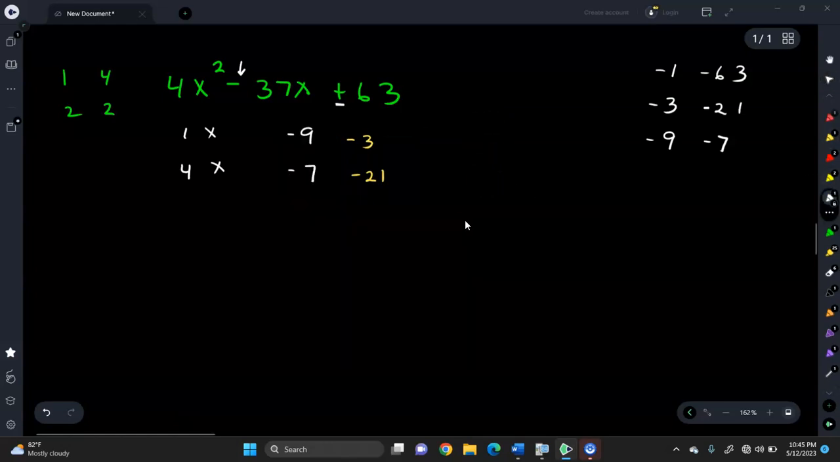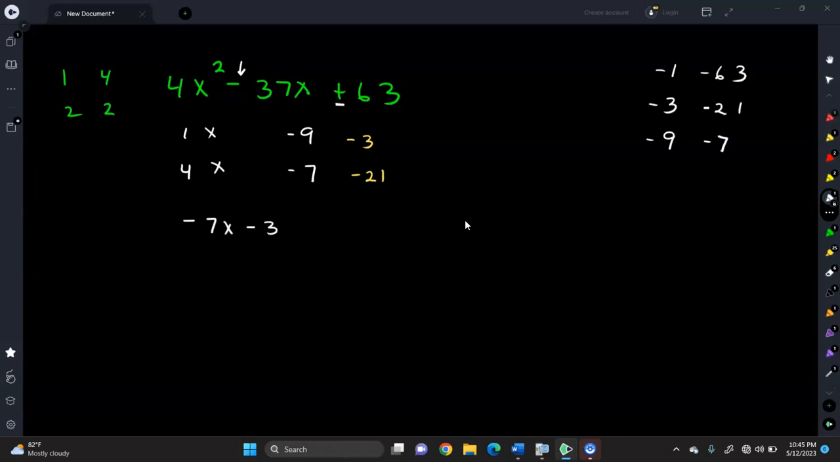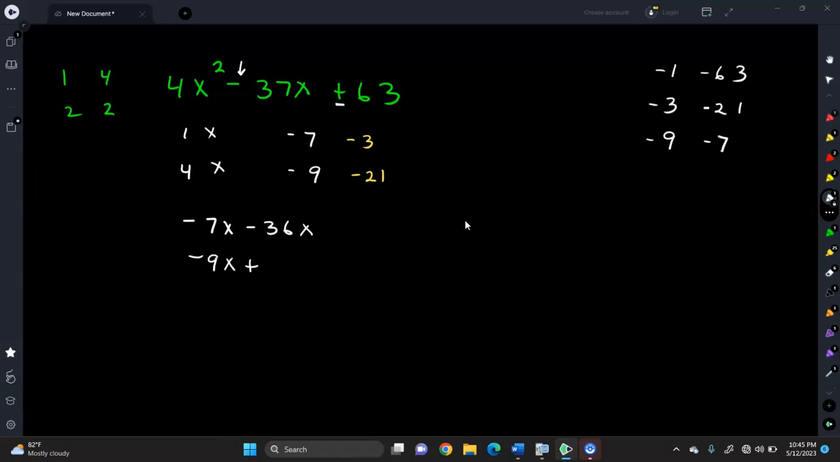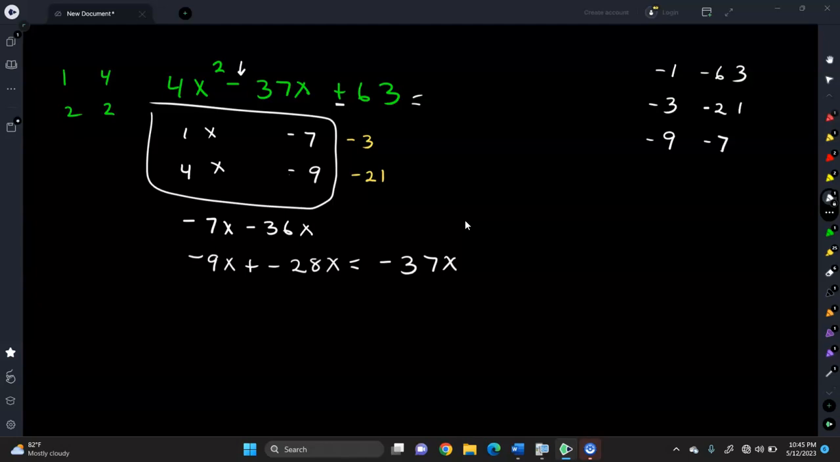So I've got 1x times 7, that's negative 7x. 4 times 9, that's negative 36, and that's not going to work. So let's switch it. Before we switch to 3 and 21, I've got to switch the 9 and the 7. That gives me negative 9x plus negative 28x, and voila, I finally found the right combination. This is the correct combination right here. Those factors are x minus 7 times 4x minus 9.